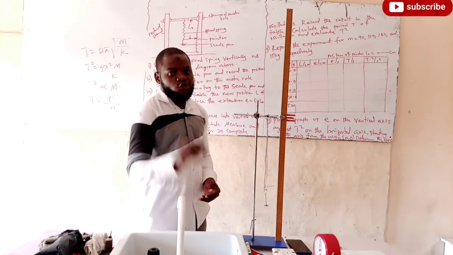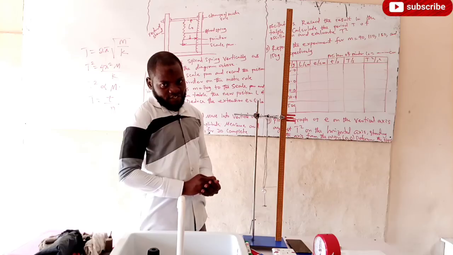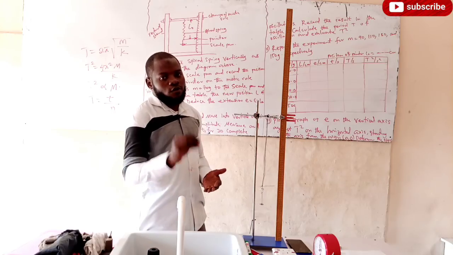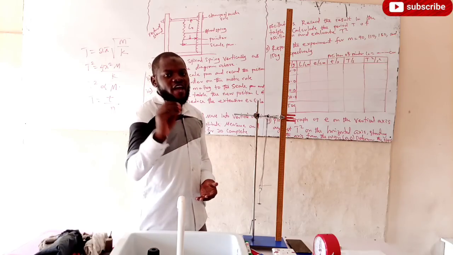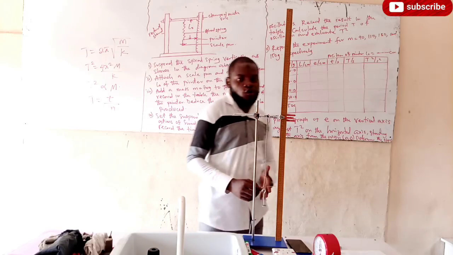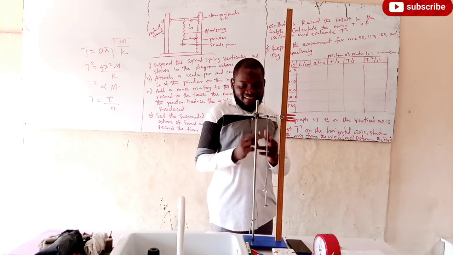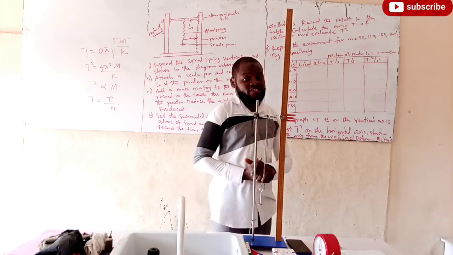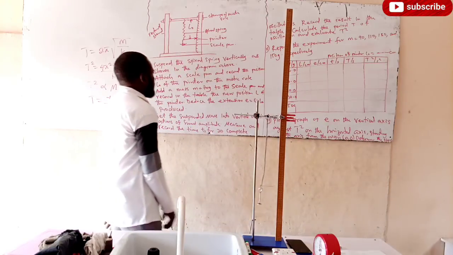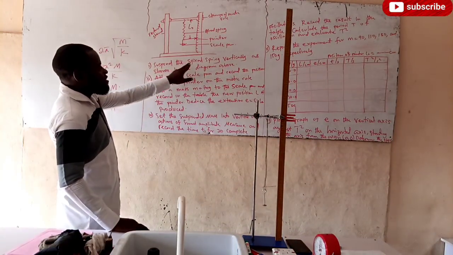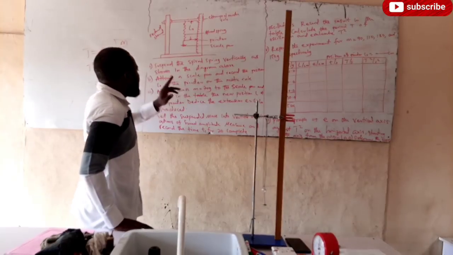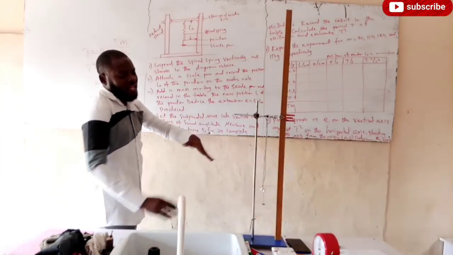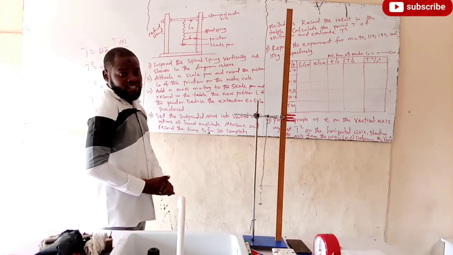So the next thing is to go through my question and see the way I'm going to go about it. Before I go into that, let's just go to the question so you get to know it better. The question says, suspend the spiral spring vertically as shown in the diagram above. That is what we just finished doing now.